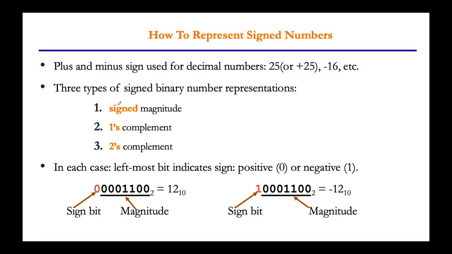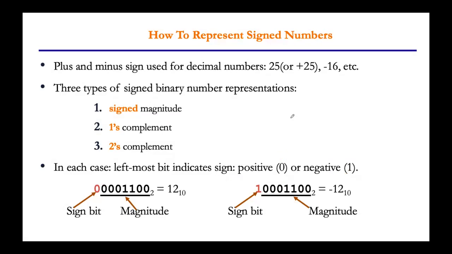For example, there are three types of signed binary number representation. We call them signed magnitude, one's complement, and two's complement. Let us see the first one, signed magnitude. In each case, the leftmost bit indicates the sign. If it is positive, it is represented with 0. If it is negative, it is represented with 1.